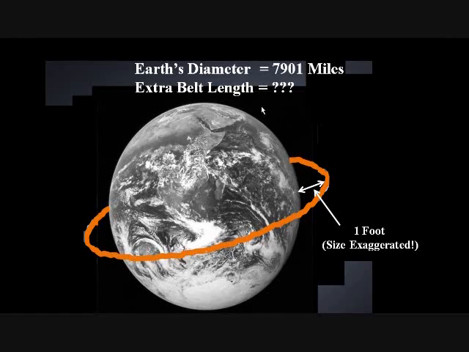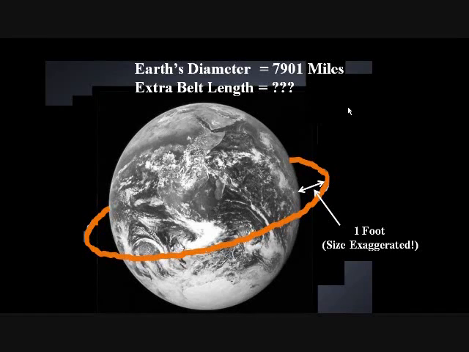Okay? And the problem that I want you to consider is that obviously we need to make the belt longer, to be able to make it 1 foot above the Earth's surface rather than just flush with the Earth's surface. So the question I have for you is, how much longer do we need to make the belt in order to accomplish this? Time to pause and ponder.